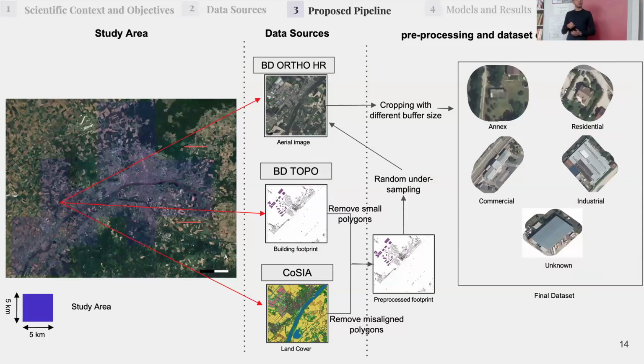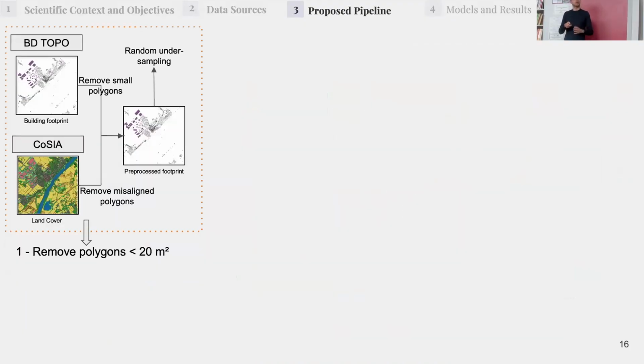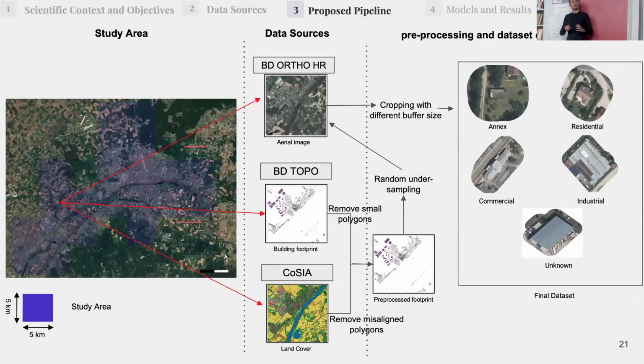So here is the pipeline. First of all, from BD TOPO and the land cover, we did some pre-processing steps to clean the BD TOPO, because we have some problems with some polygons. Some polygons are overlapping with a non-built-up area, and so we reduced the number of the missing polygon problem. Second, once we have the BD TOPO cleaned, we crop from the aerial images.